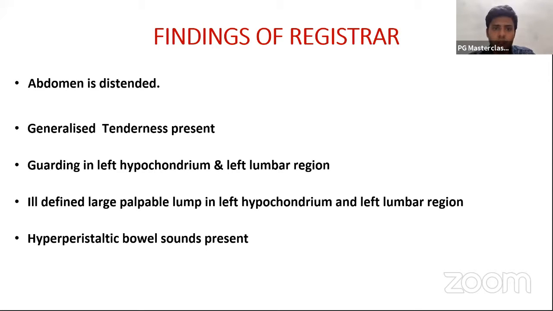So, findings of the registrar. The patient's abdomen was distended and there was generalized tenderness with guarding and rigidity in the left hypochondrium and left lumbar region. There was an ill-defined large palpable lump in the left hypochondrium and left lumbar region, and hyperperistaltic bowel sounds were present on auscultation.